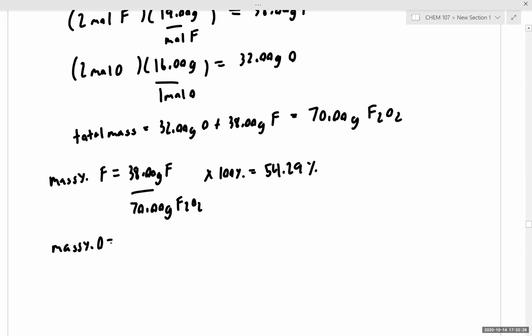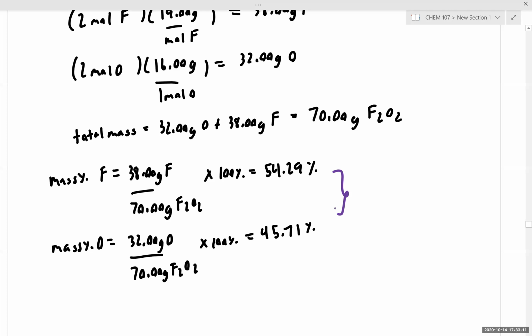The mass percentage of oxygen, we take the mass of oxygen, which is 32 grams, over the mass of F2O2 times 100%. And that in turn, 32 over 70 times 100%, gives us a mass percentage of 45.71%. Again, when we add both of our mass percentages together, that gives us a total mass percentage of 100%. Does this example make sense to everyone?